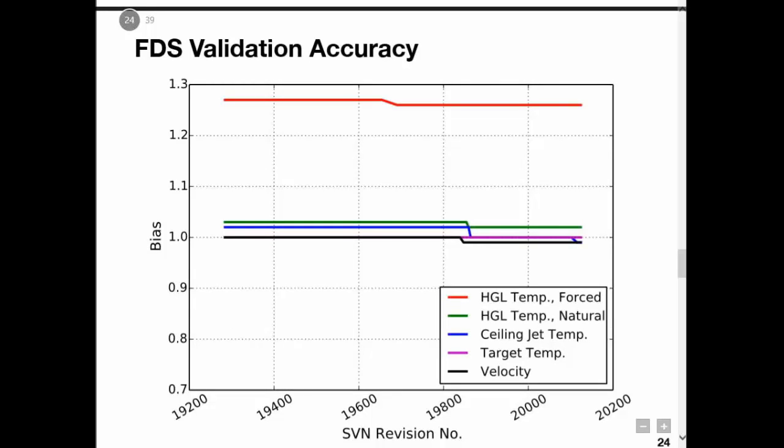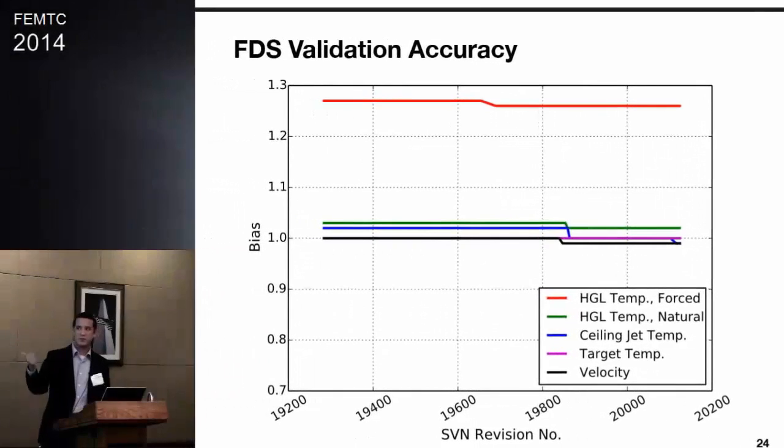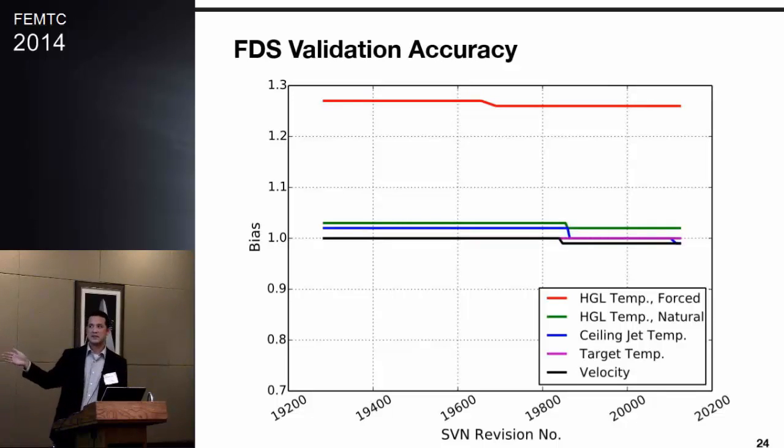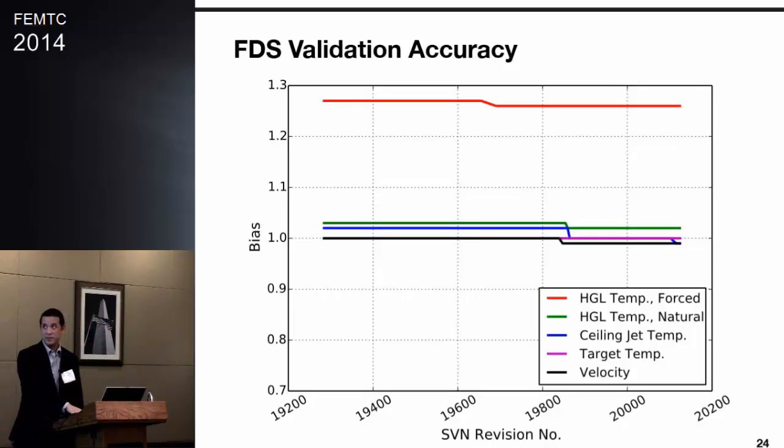Again, looking back, just like in verification, where we could look at the performance, in validation we can look back at the accuracy. So we can look at things like the hot gas layer temperature, ceiling jet temperature. Again, I'm showing the revision number on the x-axis and the bias. Above 1 means it overpredicts, below 1 means it underpredicts. And this lets us look to see what change we made that shifts this accuracy. In other words, if you're a graduate student proposing a new submodel or a change, what will that do to the accuracy versus the cost, which I showed earlier, in the verification.